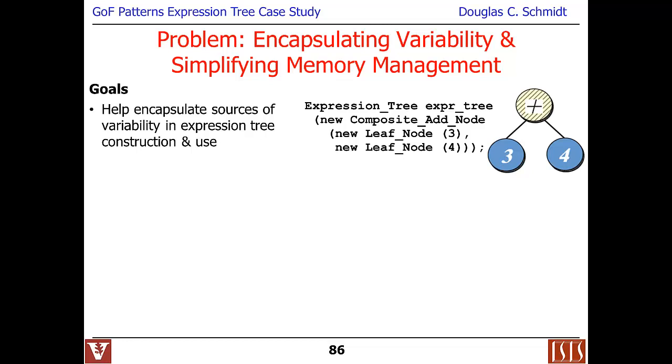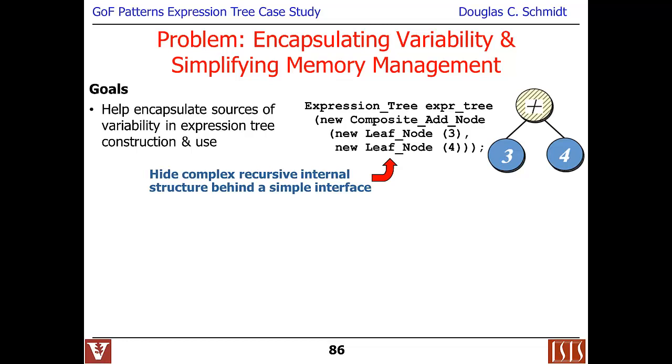So the particular problem that we're trying to address here is how to encapsulate sources of variability in the construction and use of expression trees. Here's an example. Here you can see we have an expression tree, which is basically going to be holding a composite add node that has a leaf node with a value 3 and a leaf node with a value 4. So that's what's going into that particular construct right there.